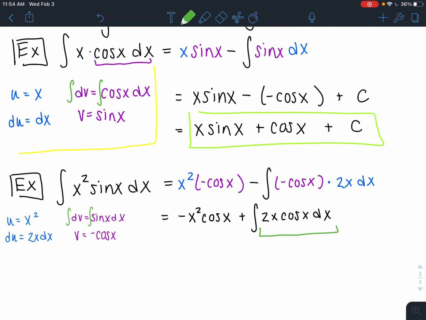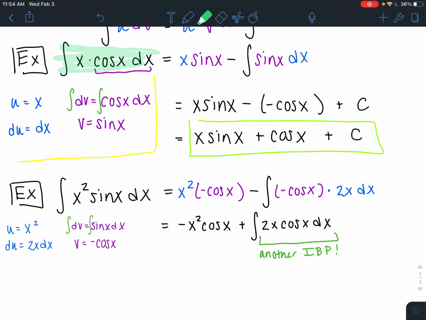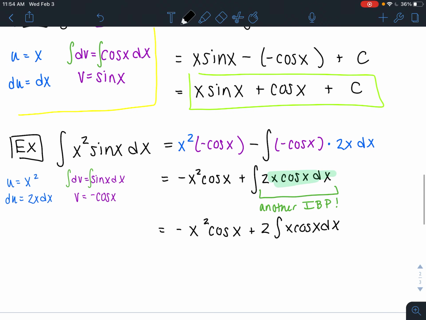So what I technically need to do here is another integration by parts. I could do it again because it's a polynomial times a cosine, and those two things are unrelated, but I'm going to cheat a little bit because we did this already. We did x cosine of x. This is just 2 times that. So instead of doing it twice, that's just 2 times the integral of x cosine of x dx, and I already know what that answer is.